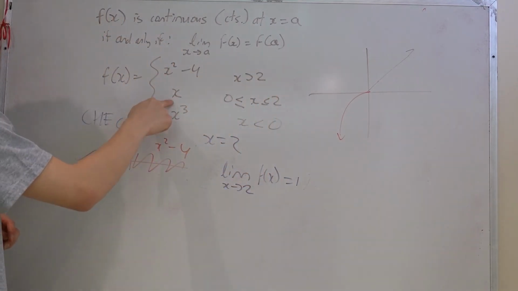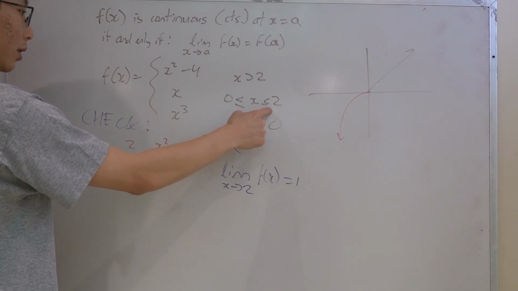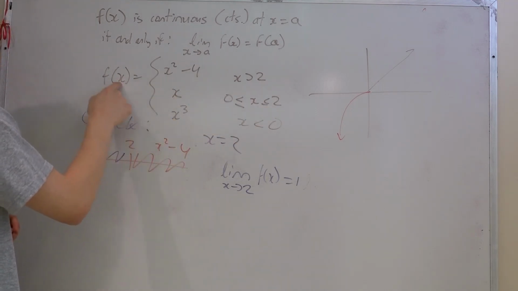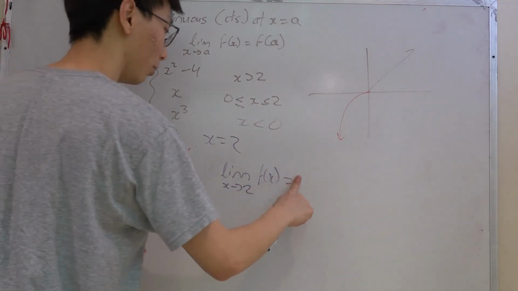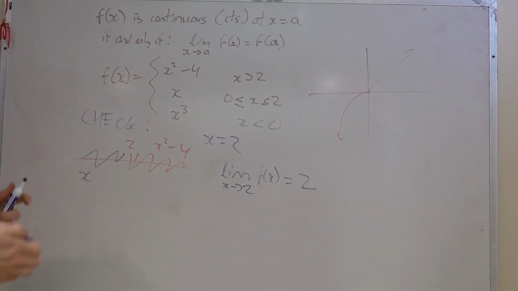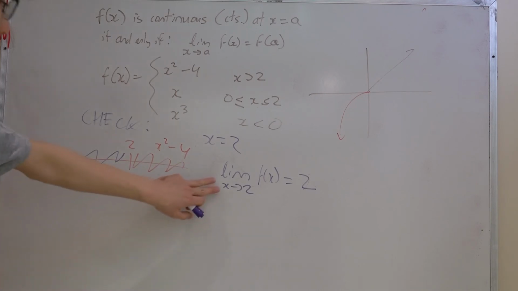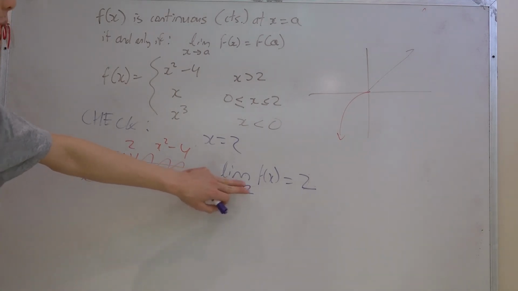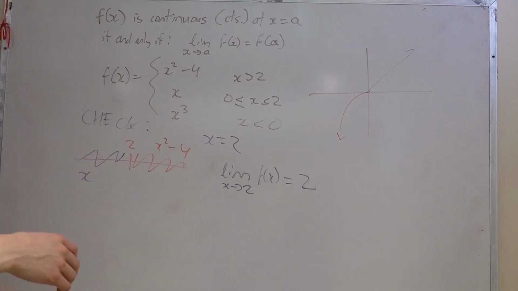What is f of 2? Well, we have to look at this one because 2 is here, but this function just spits out 2. So we are worried that the limit is not equal to 2. So let's work through this. We need to evaluate this limit. Again, we could draw a picture.